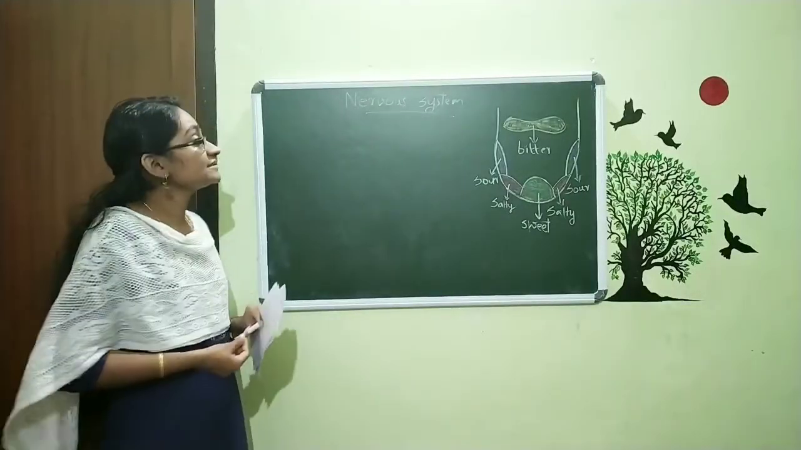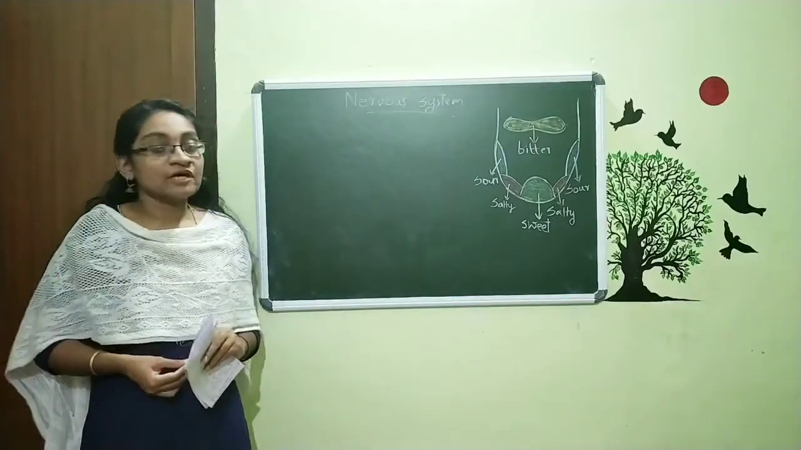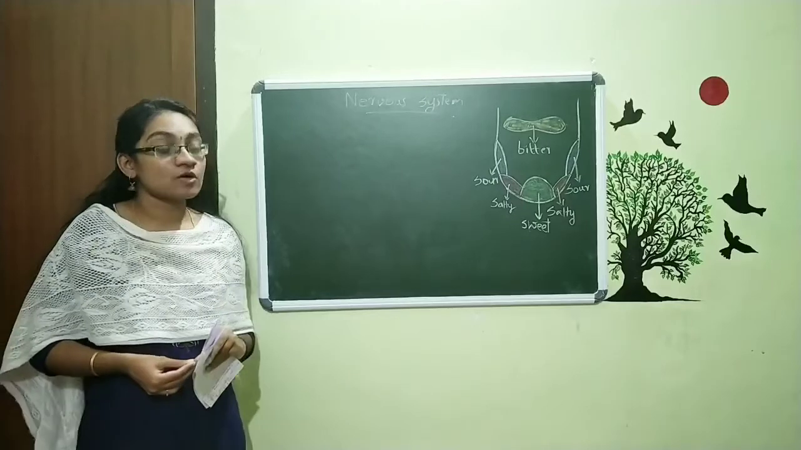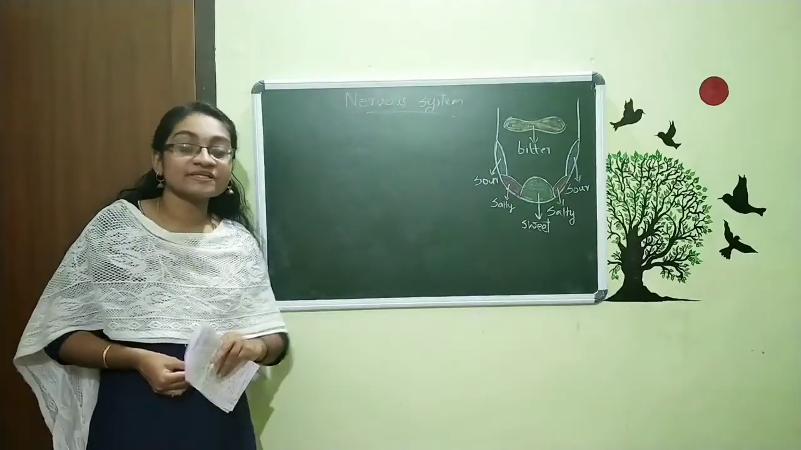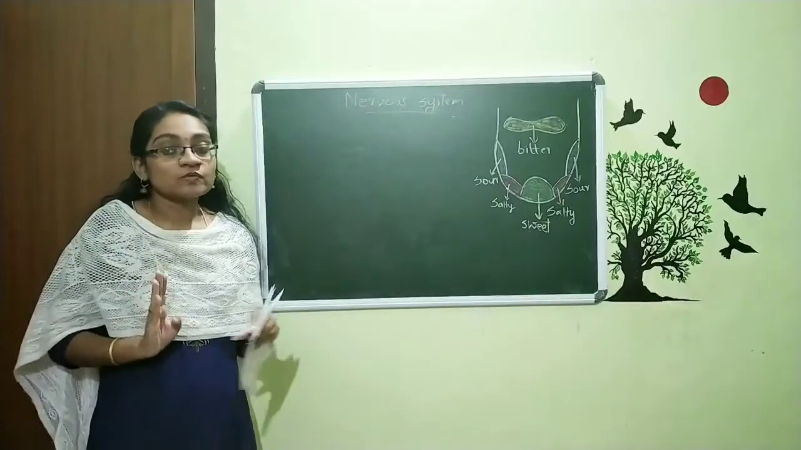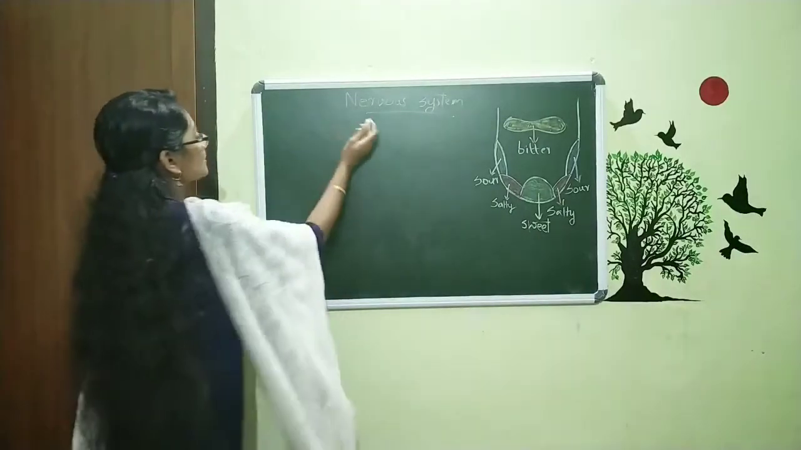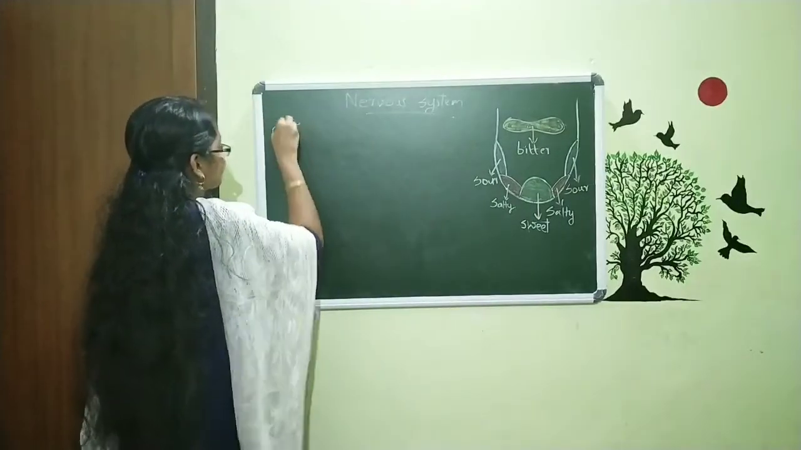Our chapter name is nervous system and today we are going to conclude this chapter. We are on the topic sense organs and in the last classes we discussed the three types of sense organs. Now we are going to discuss the further types of sense organs and the first topic is tongue.